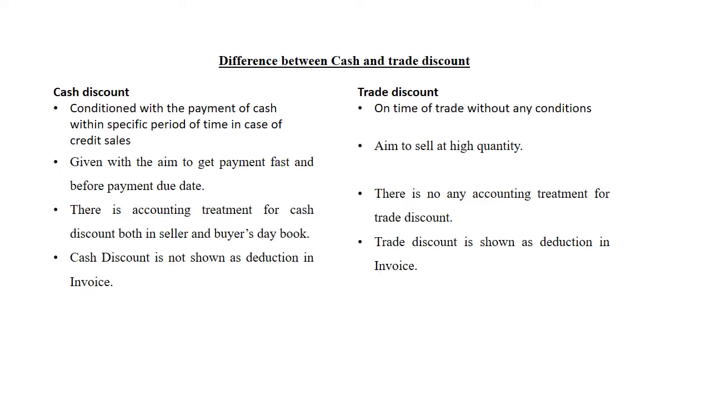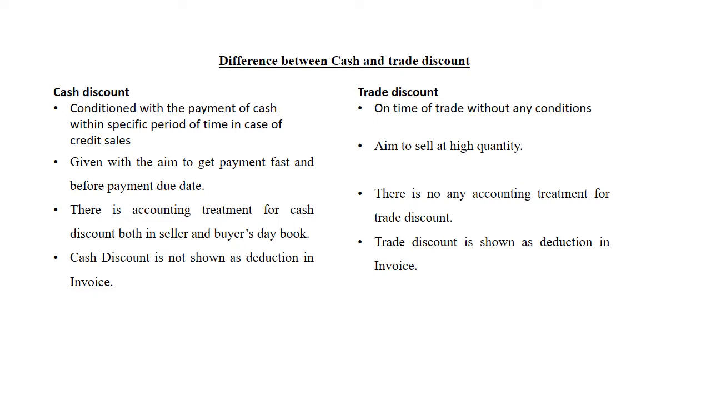It's not given at the time of trade. It's conditioned with the payment of cash. And it's not recorded in the invoice because the selling price is the original selling price without any discount until the buyer comes and pays the money to the seller. In this case, he's going to get the discount if the payment was done on the specified date. But if he's late, if the specified date passed and he didn't pay on time, then he's not going to get the discount. He's just going to pay the original price. So cash discount is conditioned with the payment of cash within a specific period of time. It's given with the aim to get payment fast.